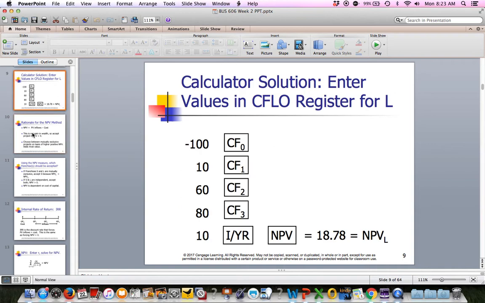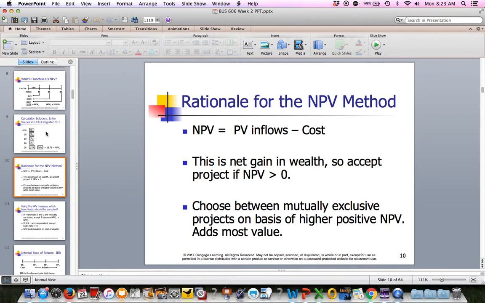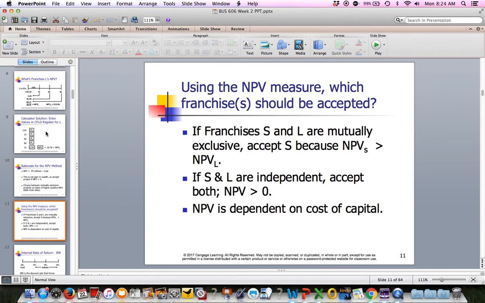So if I go back to my example of L and S, over here, if these were mutually exclusive, meaning I could only pick one, I would pick S. If they were independent and I could afford to invest in both, the $100, I could do both then because they're both above 0. But if they're mutually exclusive, I would choose the one with the highest NPV. And that NPV is very dependent on the cost of capital. That will change significantly as the cost of capital changes also.